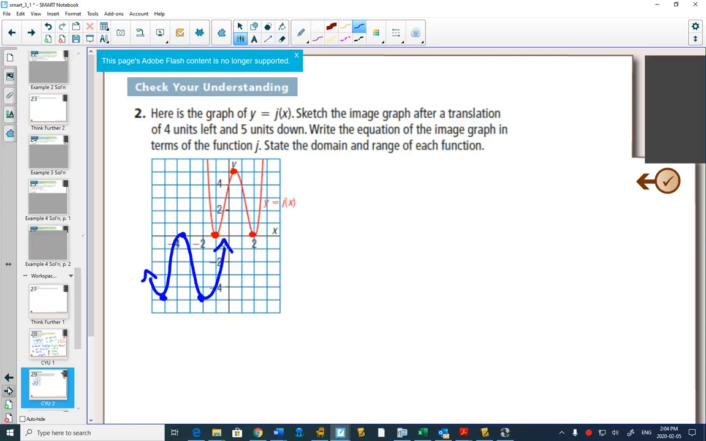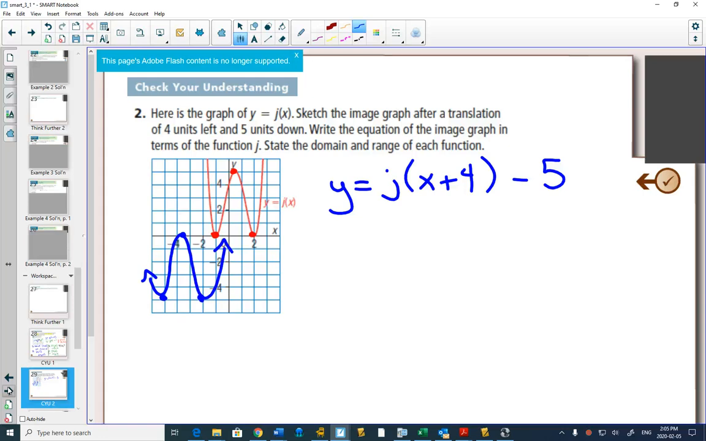Next one, write the equation of the image graph in terms of the function j. So we're getting this language again. It's an equation. I want an equation for my blue one, y equals, in terms of j. So my function j has to be here. If I'm going 4 to the left, does it make sense that inside I would have x plus 4? And if I moved it 5 down, does it make sense that outside I would have minus 5? So here in function notation, it's been moved 4 to the left and 5 down. Read my sentences again. First sentence good, second sentence good, third sentence now good.